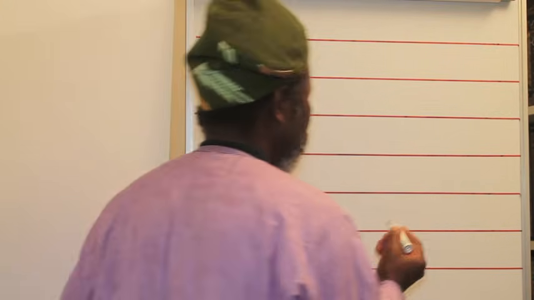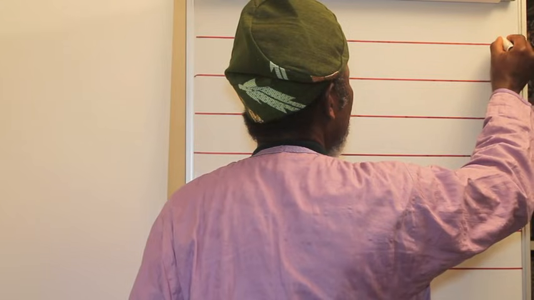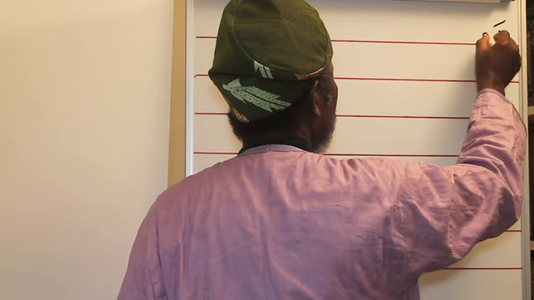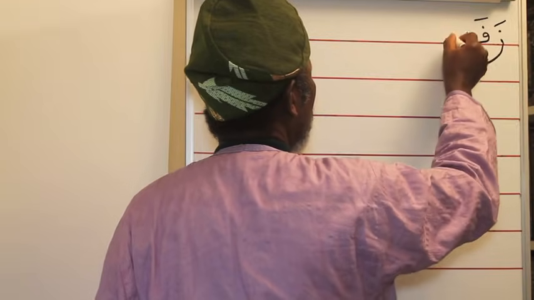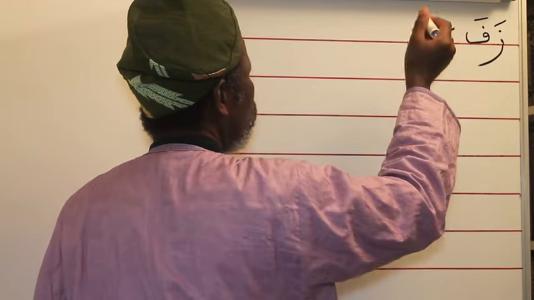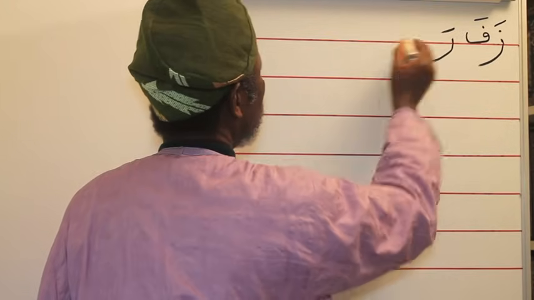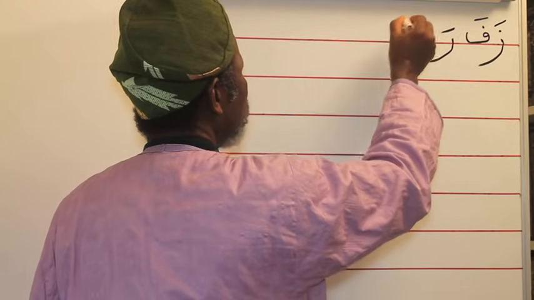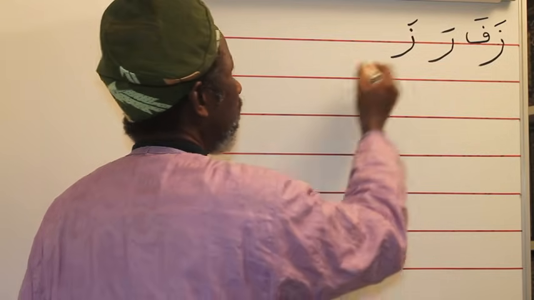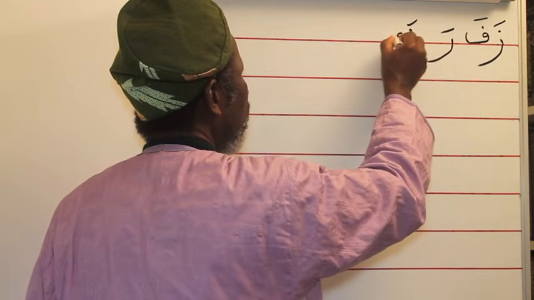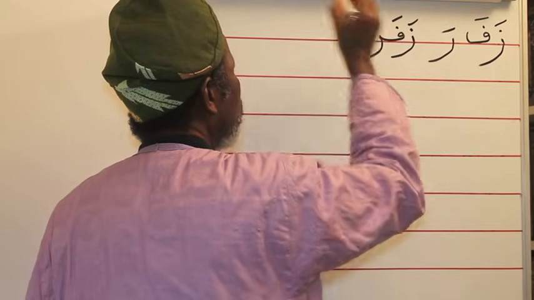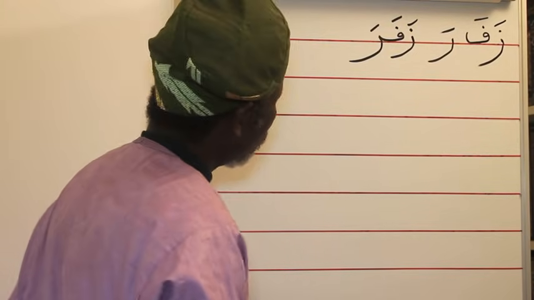Zafara is the first one. Za, fa, ra. Zafara. Let's join them where it is appropriate. Za or zayn is an OT letter, cannot be extended to the left. Therefore, we write fa and join. Zafara. Zafara.